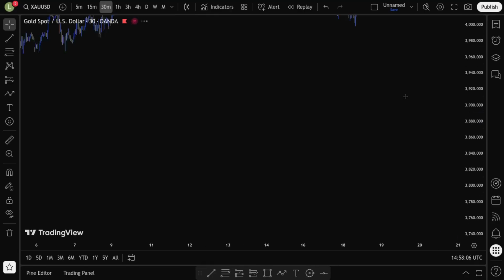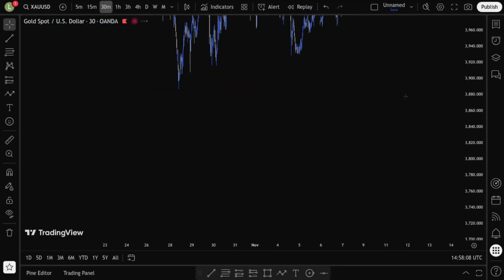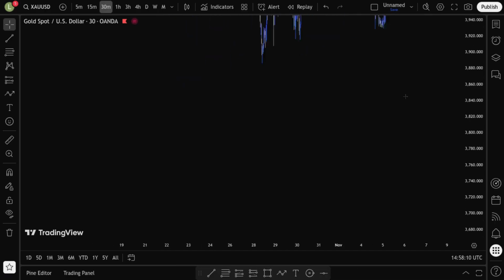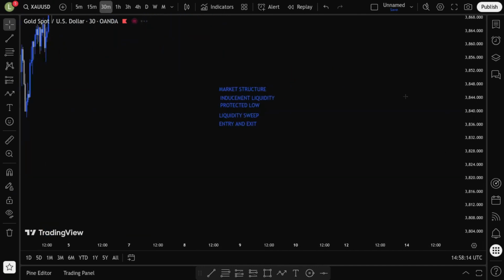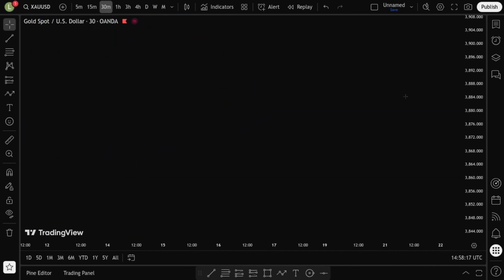Overall, for my market structure, I'll always obey the bigger time frame. The bigger time frame is telling me gold is a buy. Then you need to find inducement liquidity.